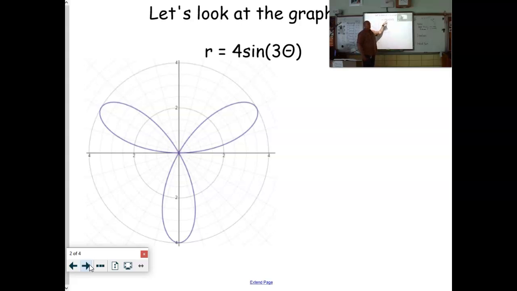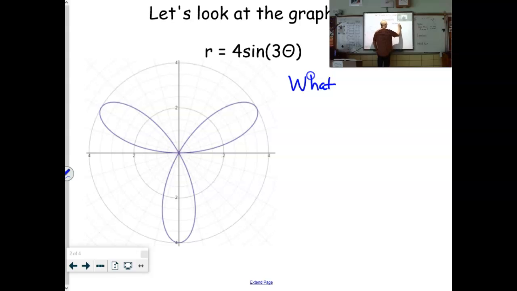Also, remember that this number in front, the 4, gives us the length of each petal. It's the radius. So this distance from here to here is 4, and you can see there's a 4 right here. So here's our goal. Our goal today is to find out what values of theta will graph one petal. I'm going to write it over here.